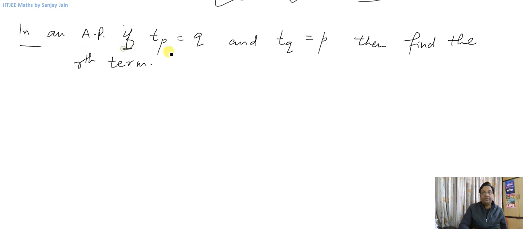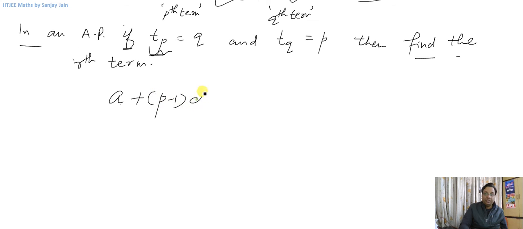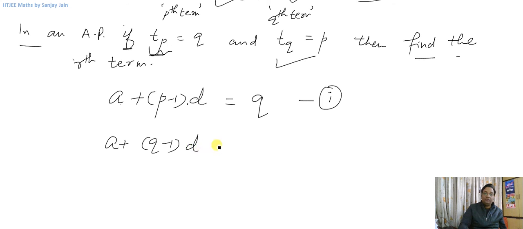In an AP, if pth term, that is denoted by T subscript P, is Q and qth term is P, then find the rth term. Okay, when I say pth term, I mean A plus P minus 1 into D, where A and D are first term and common difference, and it is given equal to Q. So let it be my first equation. The second information is that the qth term is P. So I can write A plus Q minus 1 into D is equal to P, and let it be my equation number 2.